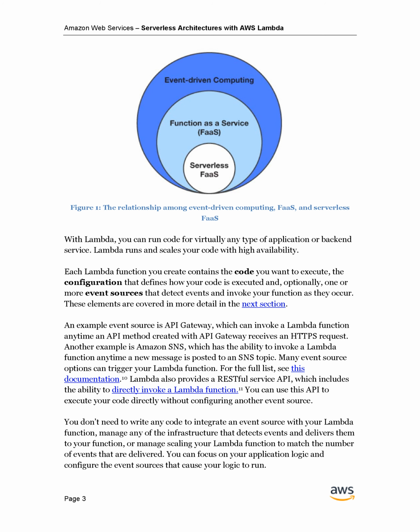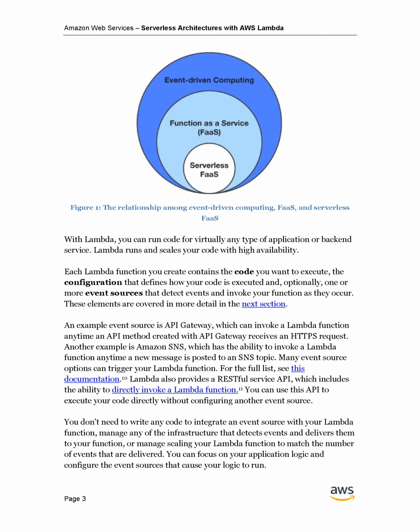Lambda also provides a RESTful Service API, which includes the ability to directly invoke a Lambda function. You can use this API to execute your code directly without configuring another event source. You don't need to write any code to integrate an event source with your Lambda function, manage any of the infrastructure that detects events and delivers them to your function, or manage scaling your Lambda function to match the number of events that are delivered.